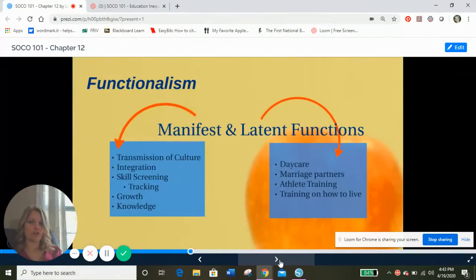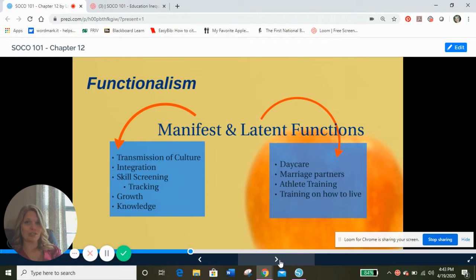So the first is functionalism. Functionalism looks at society as a system of interrelated parts. So each part of society is dependent upon the other, and if there's a change in one, there is a change in all the rest of them. It's kind of like a domino effect.